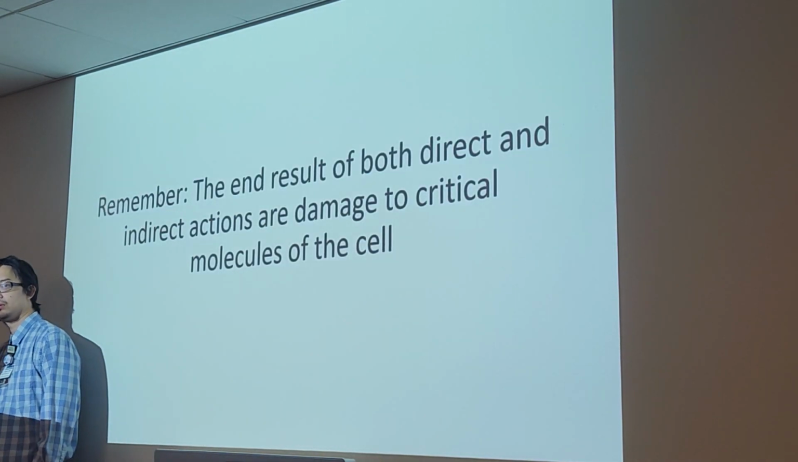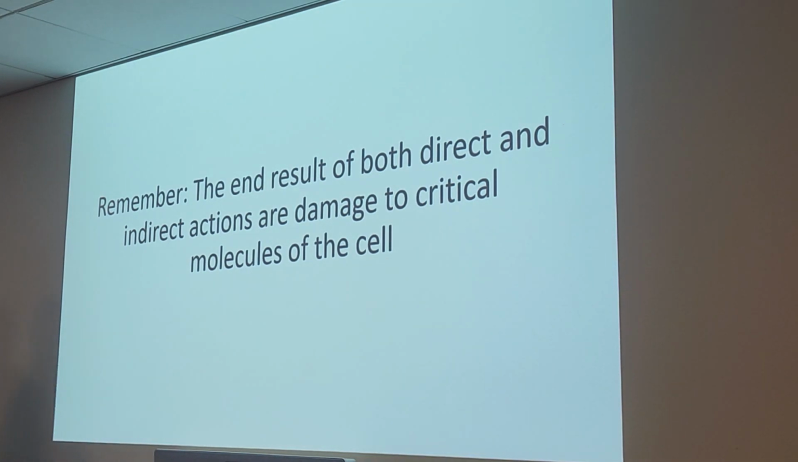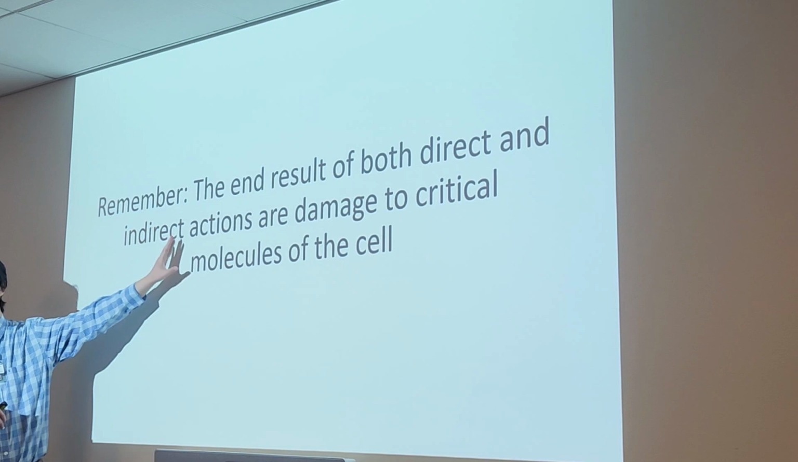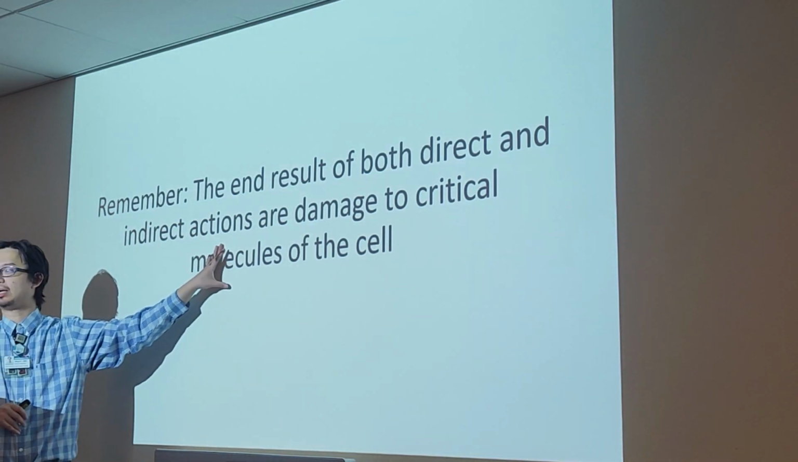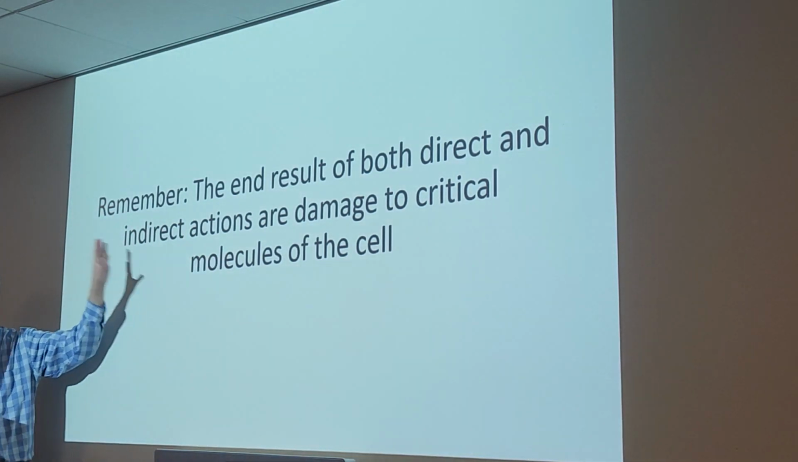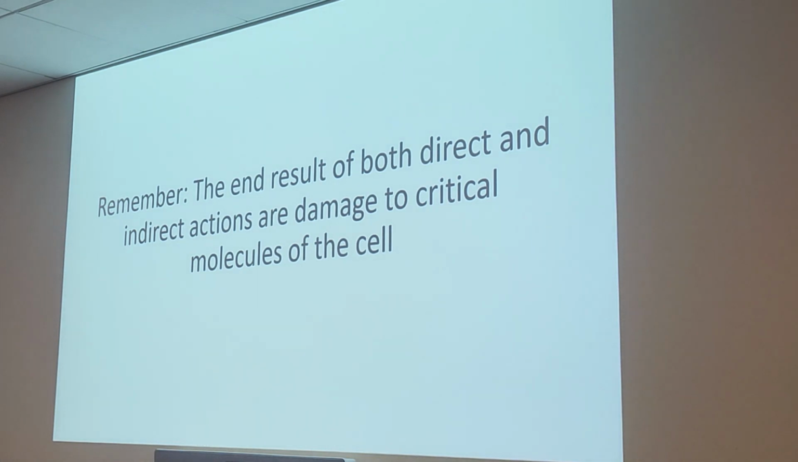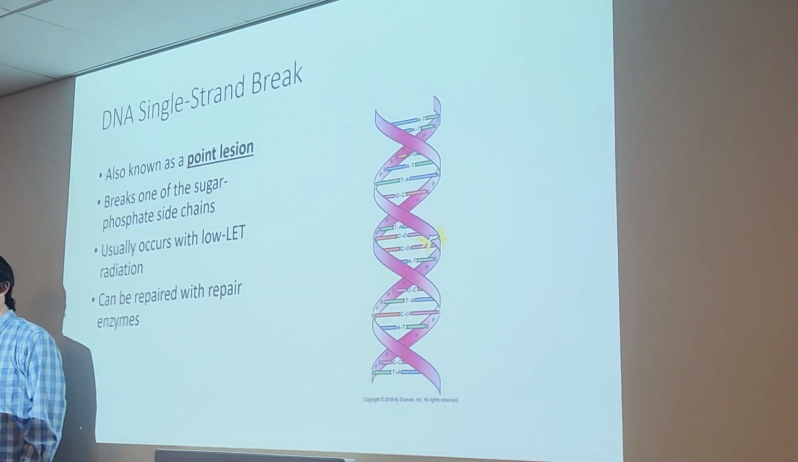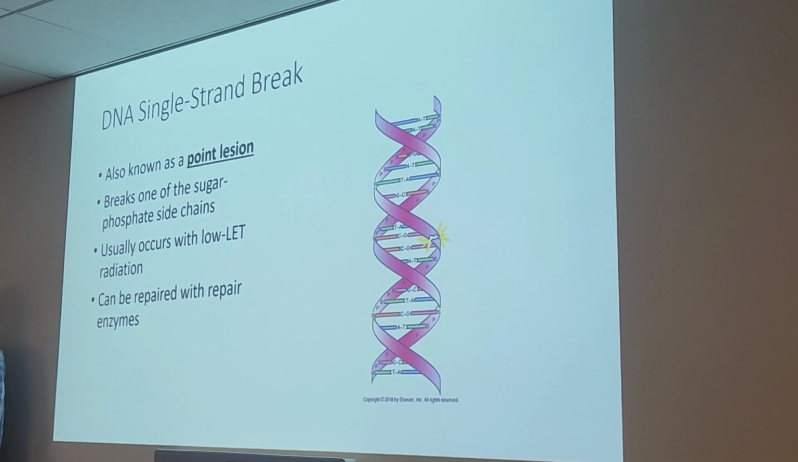But regardless of whether this is indirect or direct, the end result is damage to critical molecules of the cell. And what is the most critical molecule in the cell? DNA. That's right, DNA. So let's take a look at how we can damage DNA.